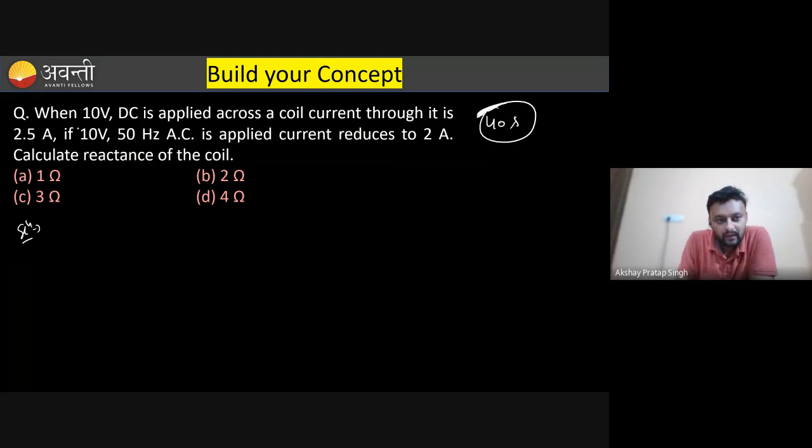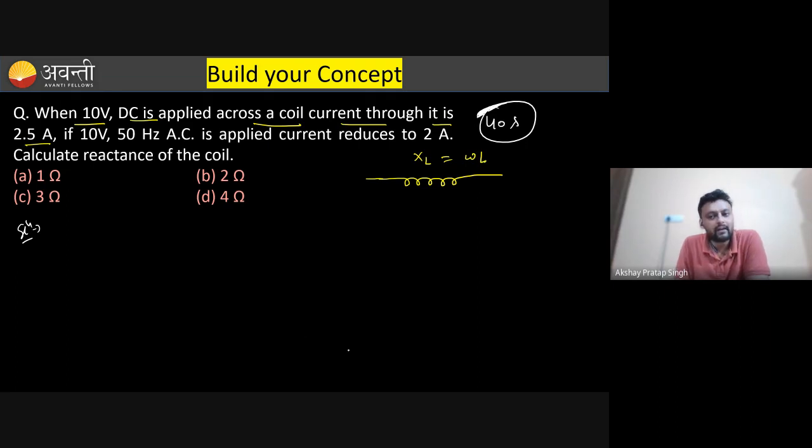Just try to focus. When a 10-volt DC is applied across a coil, when they are saying coil, they mean an inductor type of coil, and the current through it is 2.5 ampere. Now, as soon as I see that the current is only 2.5 ampere when I am applying 10-volt DC, suppose this is an inductor and it has some inductive reactance XL, you know.